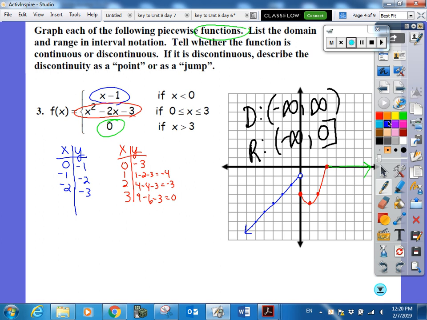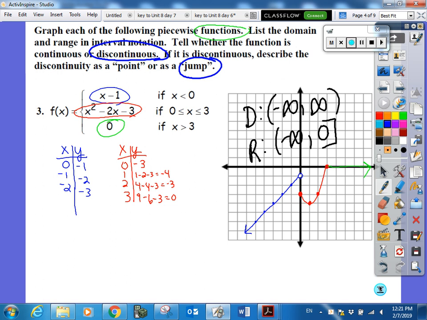All right, then we have continuous or discontinuous. Could I draw this without picking up my pencil somewhere else? I couldn't. Draw this, jump down here, draw it. So this one would be considered discontinuous. And because this is not just a point that's discontinuous, this is a jump. So that is considered a jump discontinuity.